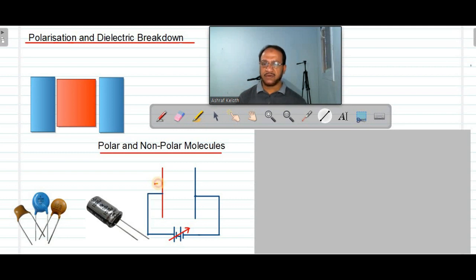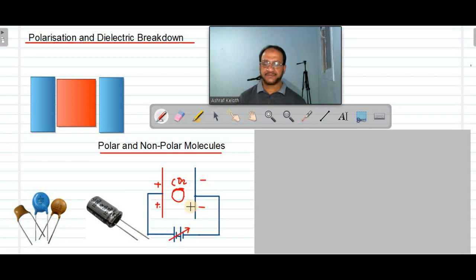This side is positive, given positive charge. This side is negative. Suppose I am keeping a carbon dioxide molecule here. You know carbon dioxide is non-polar. This is a molecule of carbon dioxide. In the beginning it is spherically symmetrical, and you have to imagine this is CO2. It is non-polar, no polarity. It is suspended between two metal plates. One metal plate is positively charged, the other negatively charged.